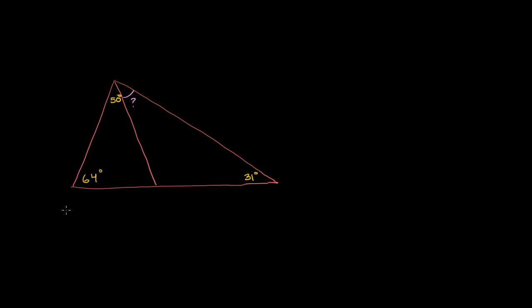So the first thing that pops out to me is we have one triangle right over here. We have this triangle on the left, and on this triangle on the left, we're given two of the angles. And if you have two of the angles in a triangle, you can always figure out the third angle, because they're going to add up to 180 degrees. So if you call that x, we know that x plus 50 plus 64 is going to be equal to 180 degrees. Or we could say x plus, what is this, 114. x plus 114 is equal to 180 degrees.